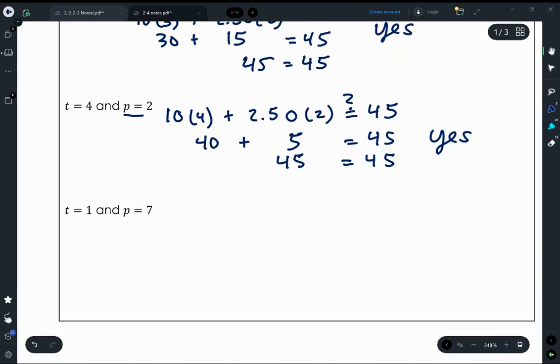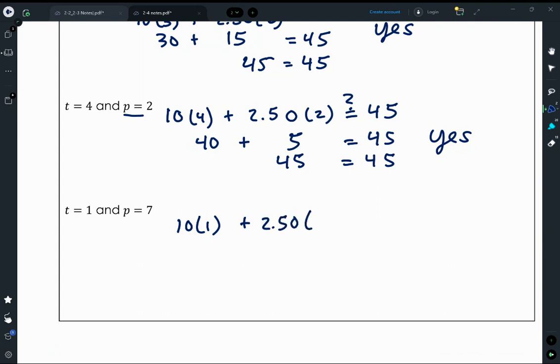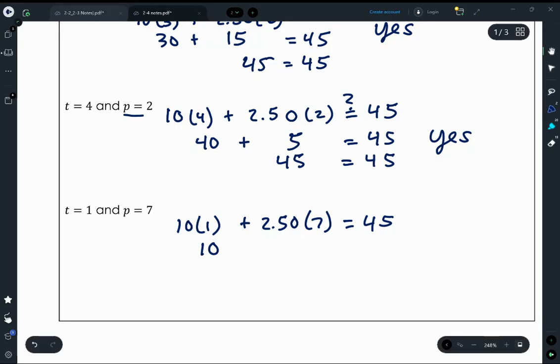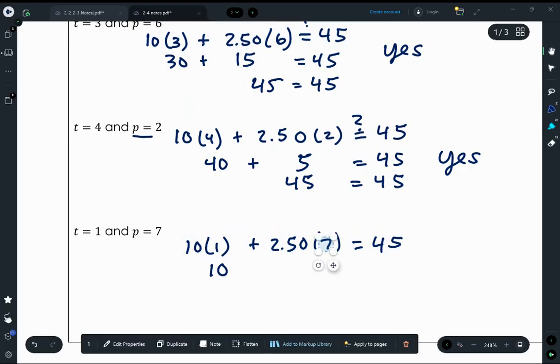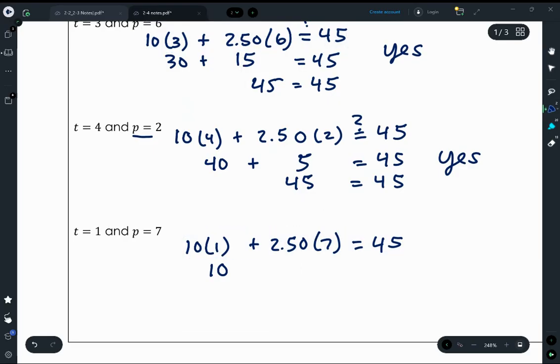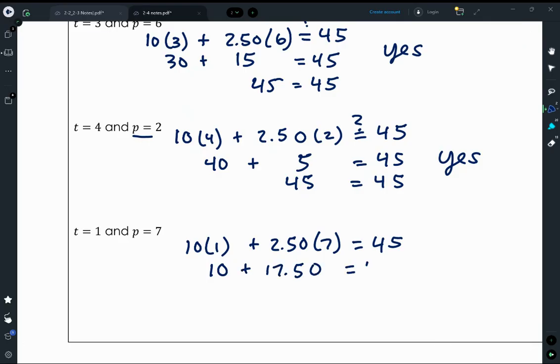So how about 10 times 1 plus $2.50 times 7? So this is going to be 10. And this is going to be, well, let's see, 6 times 2.50. If I think about what I had above, 6 times 2.50 was 15. That's another, it's a 7. So one more $2.50. So that's going to be $17.50. So when I add those together, I do not get 45. So that's not a solution.